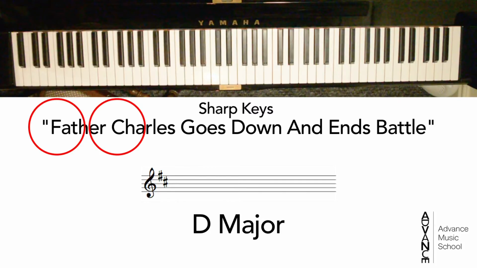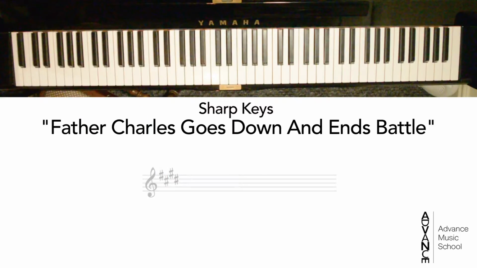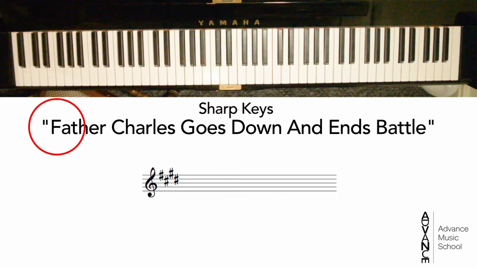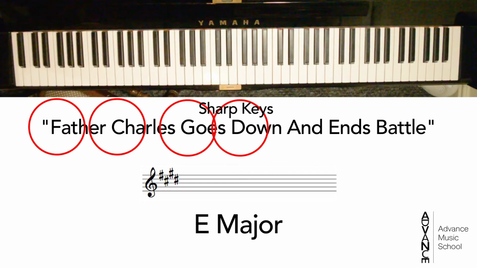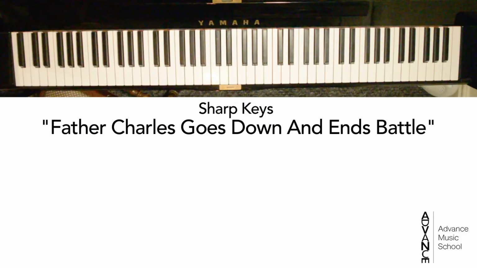So D major has 2 sharps, which are F sharp and C sharp. If we have a key that has 4 sharps, these sharps are F sharp for father, C sharp for Charles, G sharp for goes, and D sharp for down. So the name of the key is 1 up in the alphabet from D sharp for down. So the key is E major, which has 4 sharps, and they are F sharp, C sharp, G sharp, and D sharp.